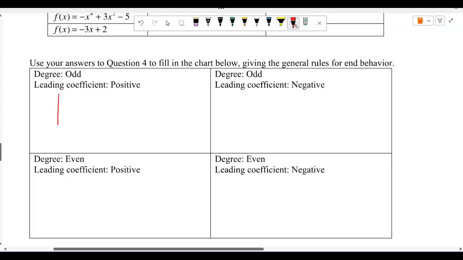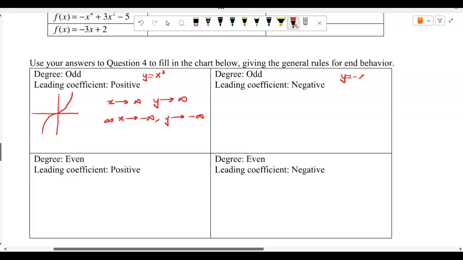So I remember one example. I remember y is equal to x cube, basically. So y is equal to x cube is like this. So as your x goes to infinity, y will go to infinity, correct? And as x goes to minus infinity, y will go to minus infinity. Degree is odd and the leading coefficient negative.